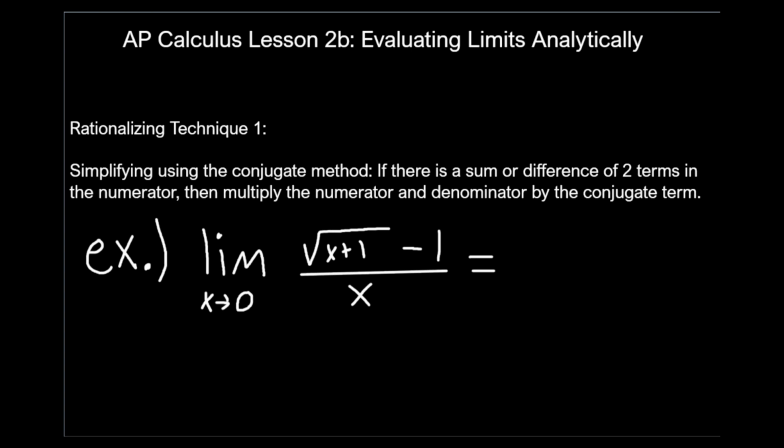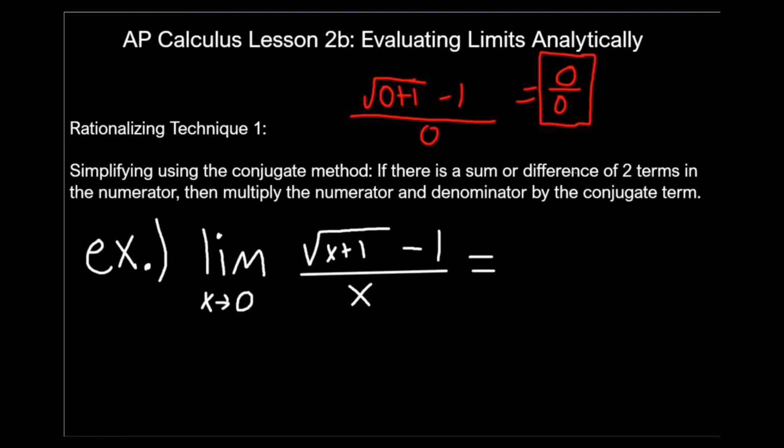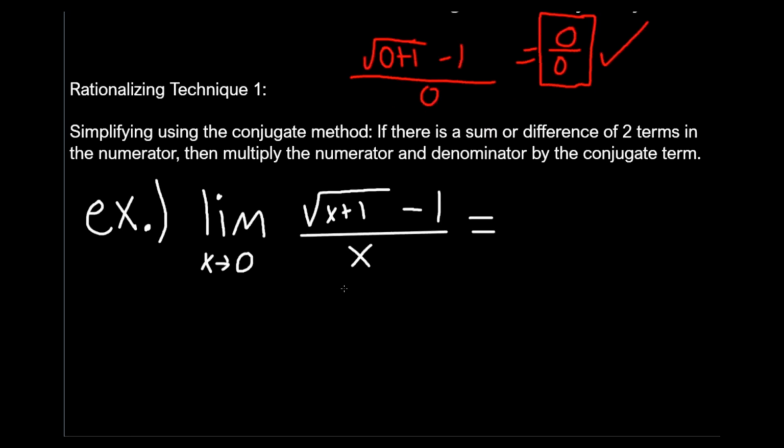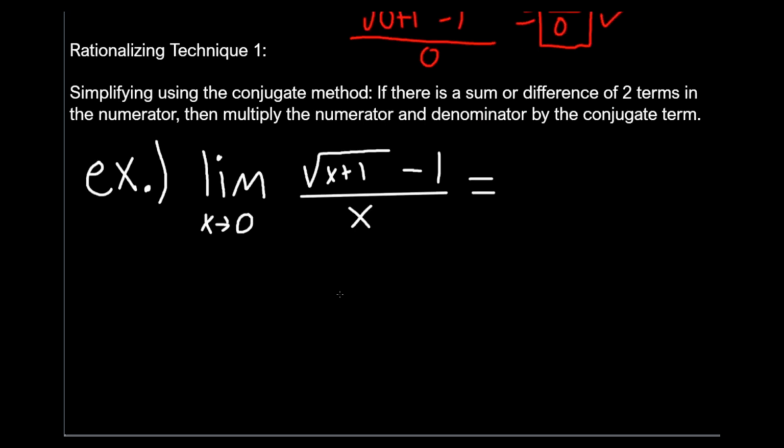Again, we have to show the 0 over 0 step before we get started, so let me plug it in real quick. Square root of 0 plus 1, minus 1, over 0. 0 plus 1 is 1. Square root of 1 is 1. So we get our 0 over 0. On tests, your instructors are going to be looking for this step specifically, so make sure that you show it. It's very important. Okay, so this is what we do to get started.